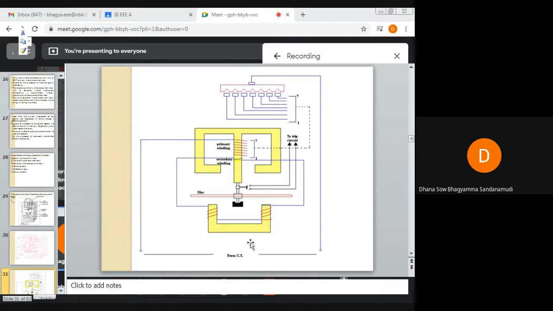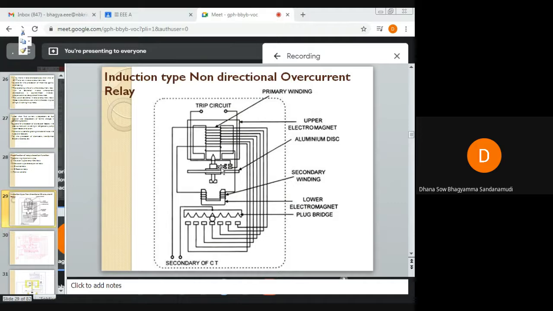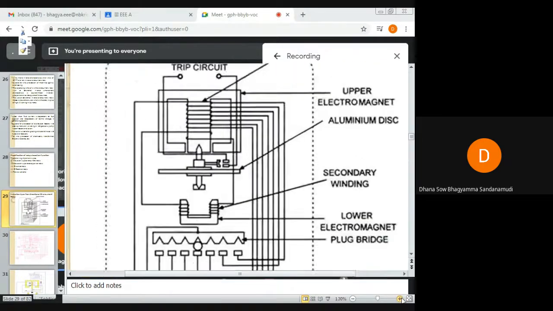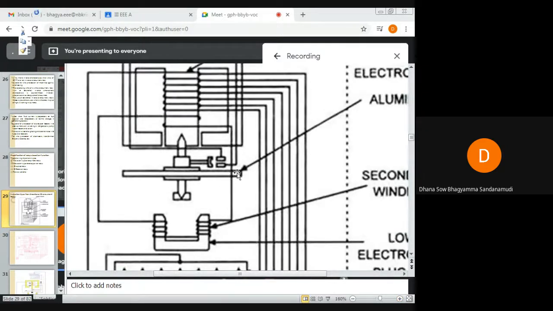The spindle of this disc carries a moving contact. This is the disc which is carrying the moving contact. Whenever this disc rotates, the spindle will rotate and hence the moving contact will also rotate. Because of the rotation of the disc, the moving contact will come in contact with the fixed contacts. These are the fixed contacts, this is the moving contact.